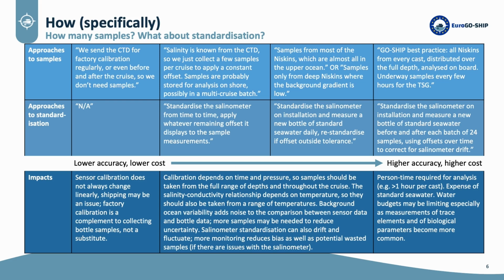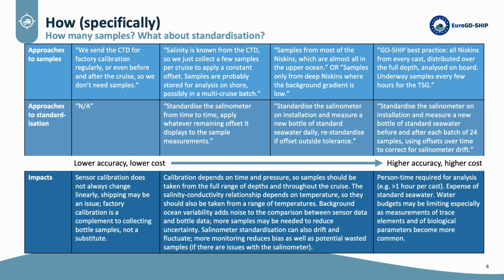And then on the high effort end, sort of summarizing the GO-SHIP procedure, you might collect a salinity sample from every Niskin you're using on every cast. You'd make sure the Niskins are distributed over the full depth range, and you would also collect salinity samples from the underway surface seawater to calibrate the thermosalinograph. And you will measure more than one certified standard per batch of samples and use all of the offsets measured to fit a trend to the salinometer standardization and correct the sample data for that trend.